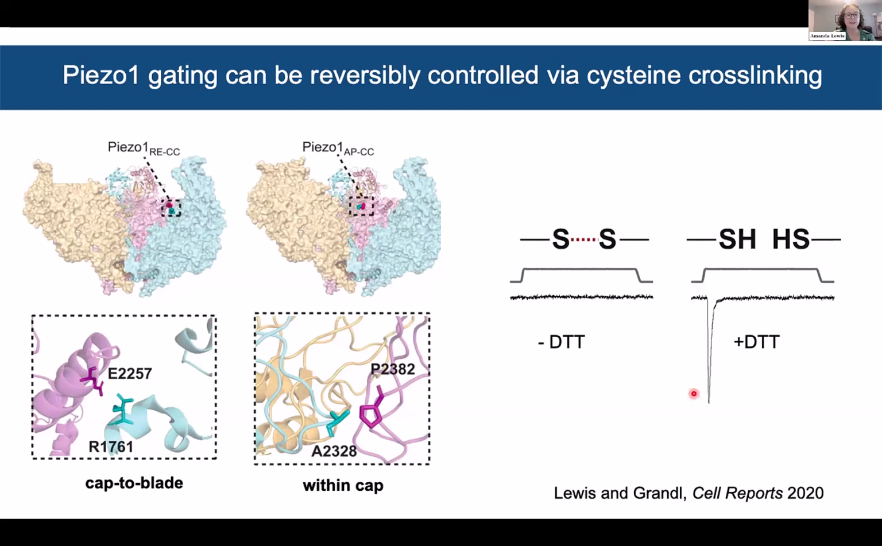And importantly, this effect is both nearly instantaneous. It happens within the time resolution of our perfusion system, which is a couple seconds, and it is also reversible. So we can wash DTT on and off and both lock and restore full gating.